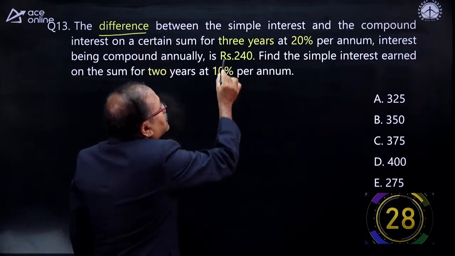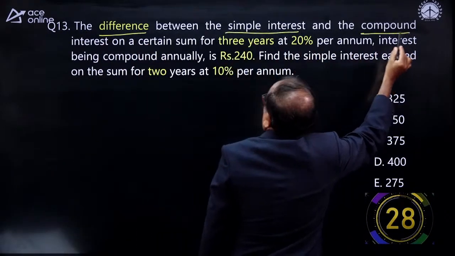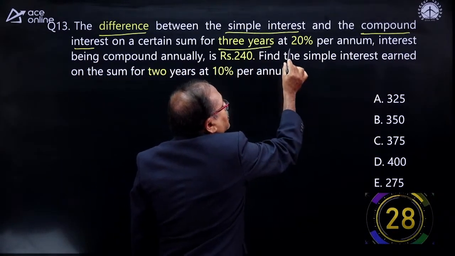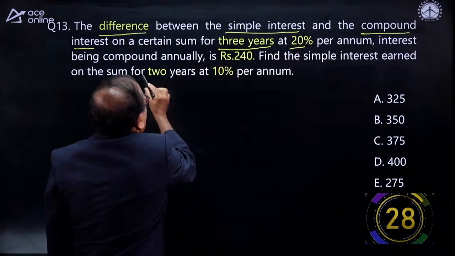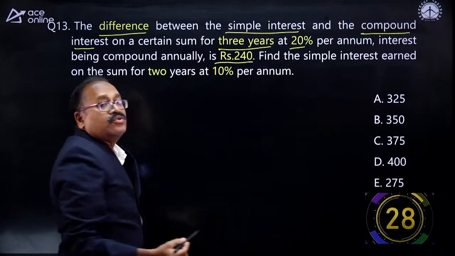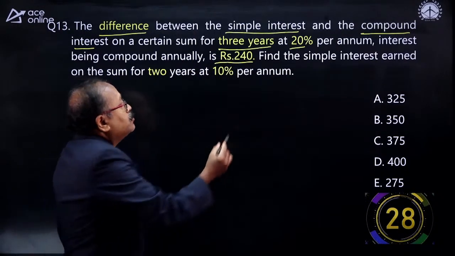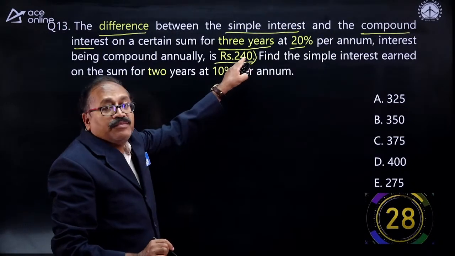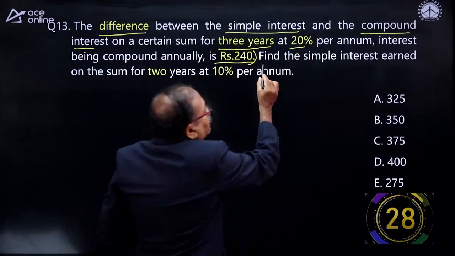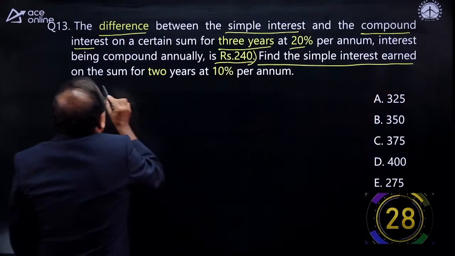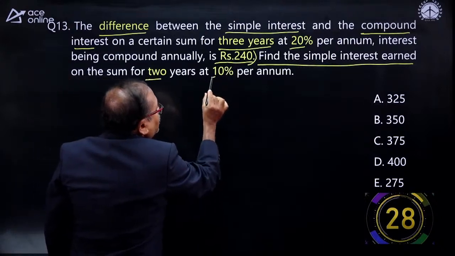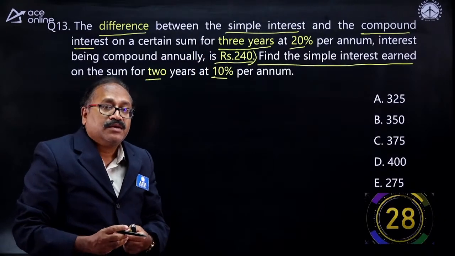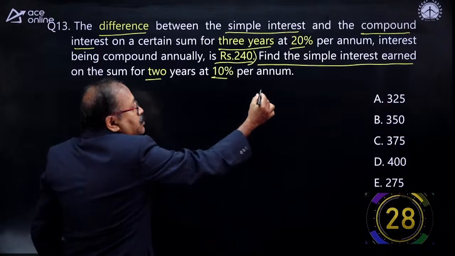Difference between the simple interest and compound interest on a certain sum for 3 years at 20% per annum, interest being compounded annually, is 240. So you know how to find out the principal with the help of the given formula from here. You get the principal. Next, find the simple interest on the same sum for 2 years at 10% per annum. In the first statement, I know how to find out the principal because we have a small formula.